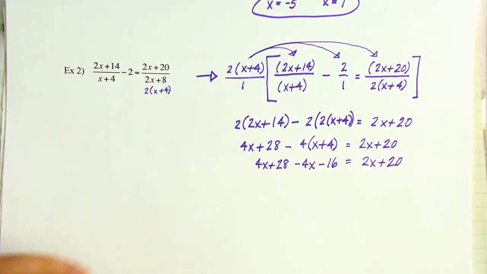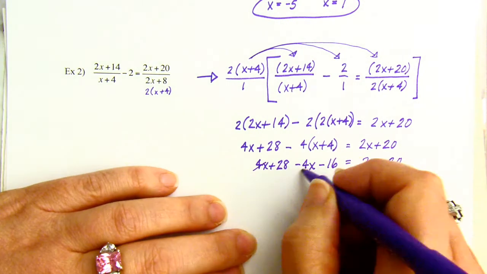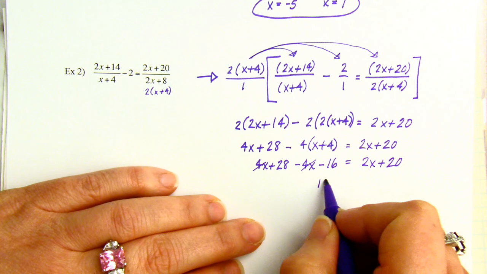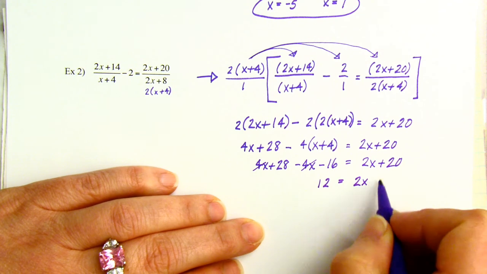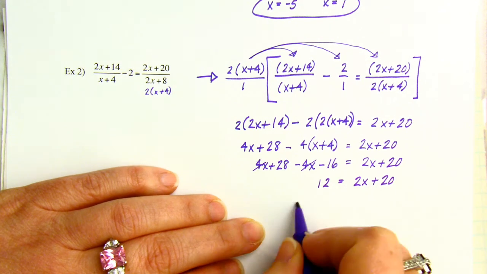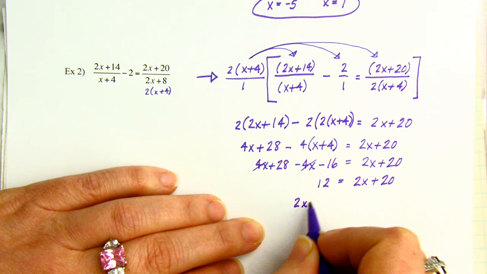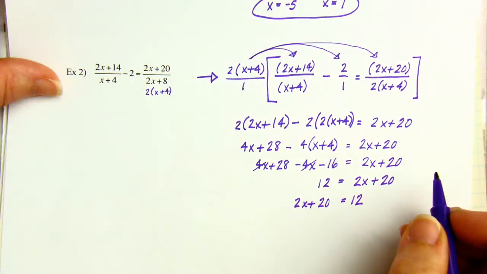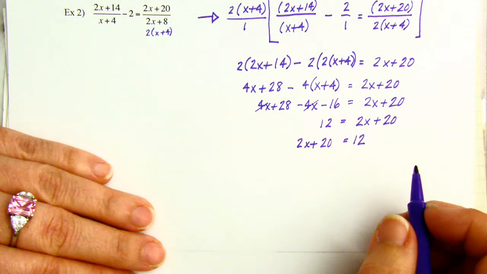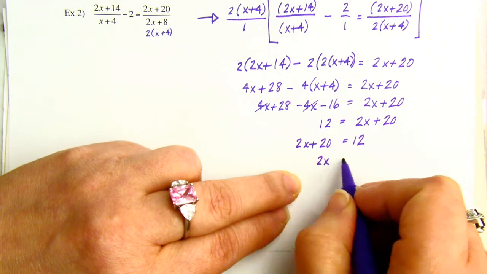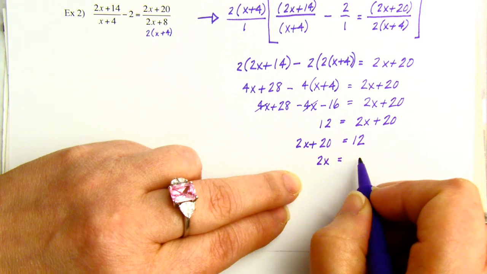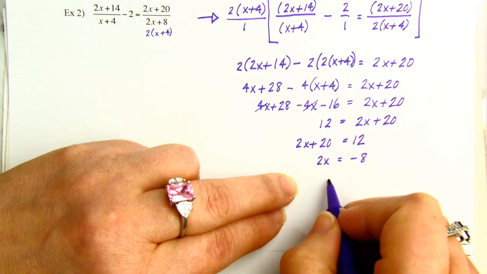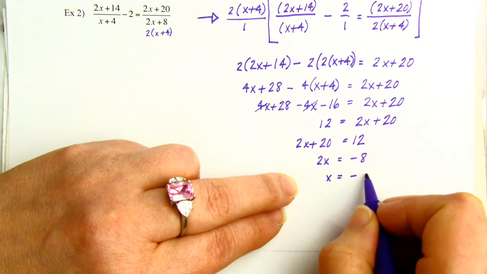Combine like terms on the same side. 4x subtract 4x is no more x. 28 subtract 16 is 12 equals 2x plus 20. I'm going to switch sides. 2x plus 20 equals 12. I'm going to take the 20 over to the other side. 2x equals negative 8. Divide, x is negative 4.